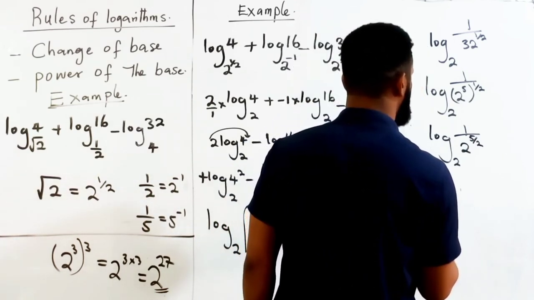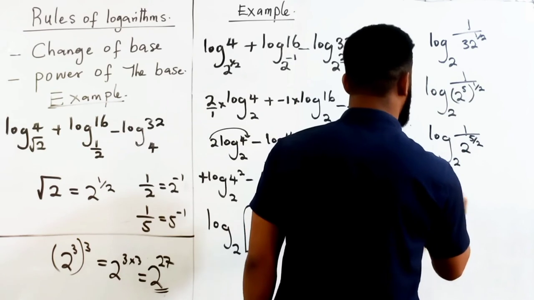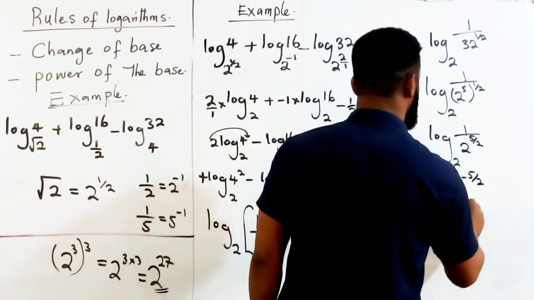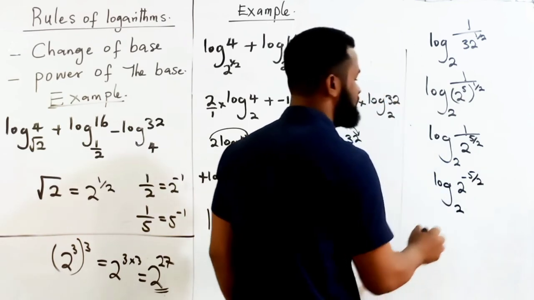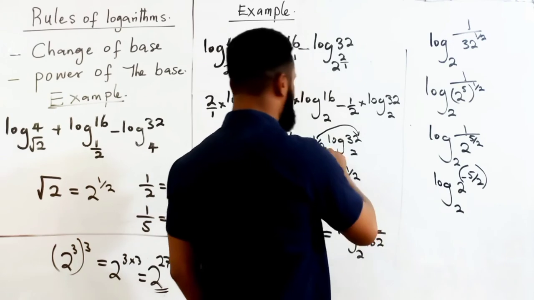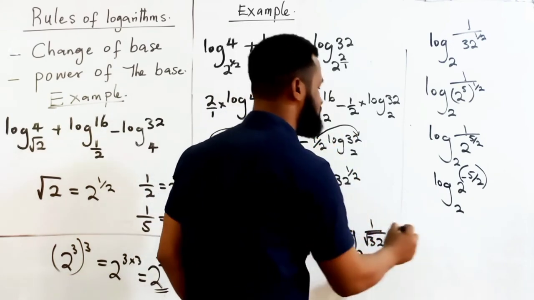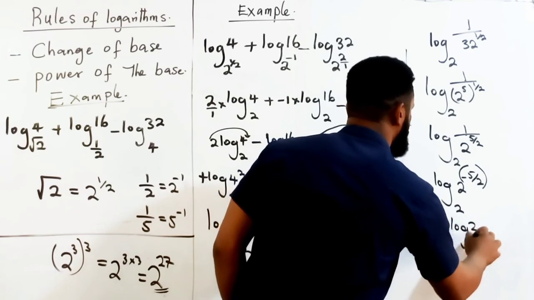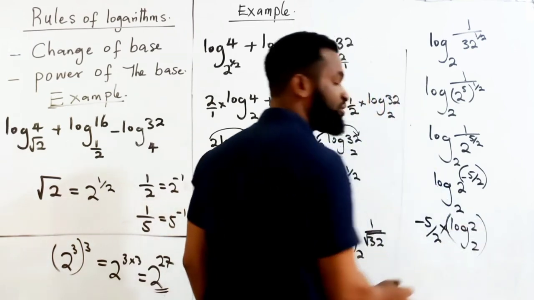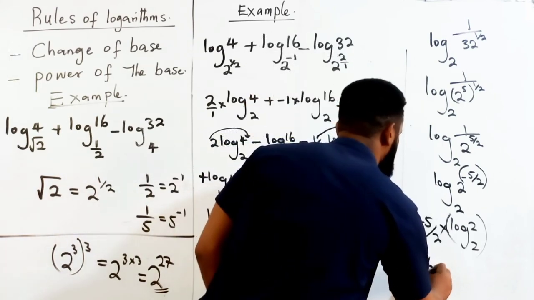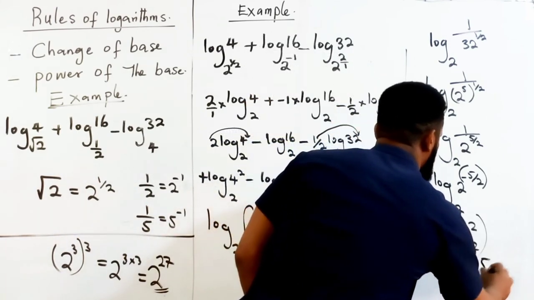Now, this is going to be log 2 raised to the power minus 5 over 2 base 2. All right? So this is the power. The power will fall down. That is the rule. It can climb up, it can fall down. So minus 5 over 2 times log 2 base 2. Log 2 base 2 is 1 because log to its base is 1. So we have minus 5 over 2 times 1, which is minus 5 over 2.